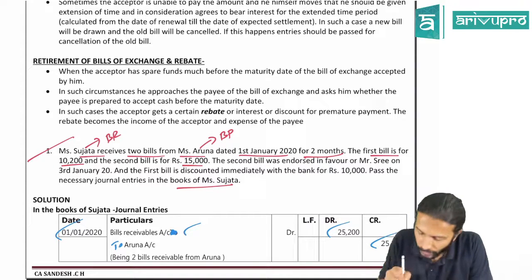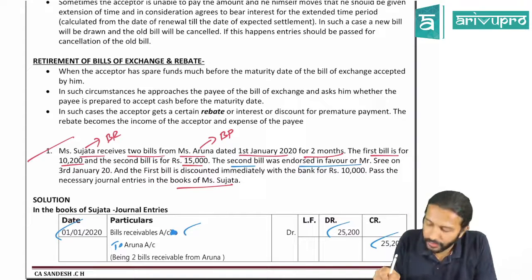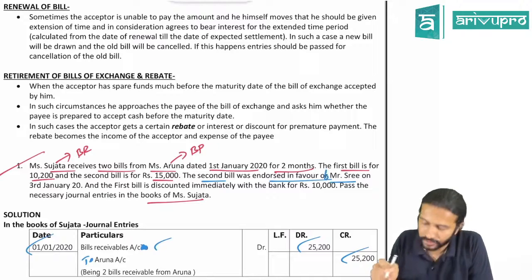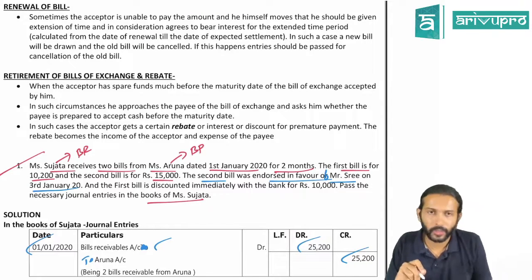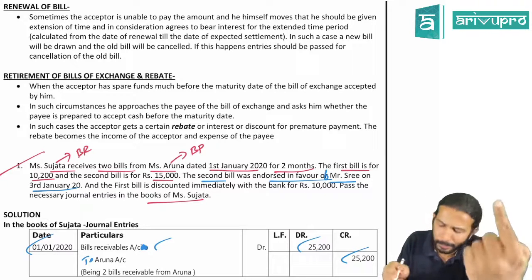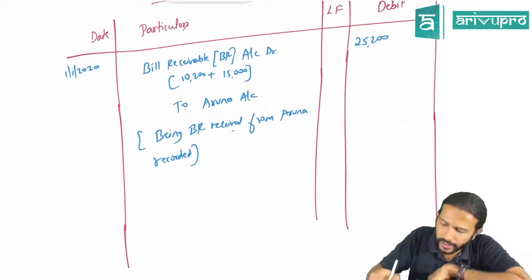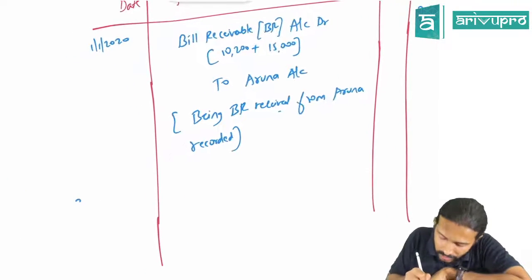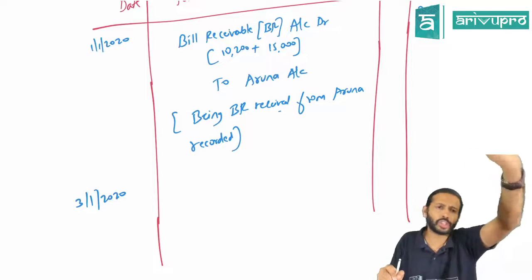Fine. Okay, sir. The second bill was endorsed in favor of Mr. Shri on 3rd January 2020. So you have received two bills. One bill you have endorsed to Shri. What is the journal entry? And when did you endorse, by the way? On 3rd January 2020. That means on 3rd January 2020, 2 days later, I have given this bill to Shri.